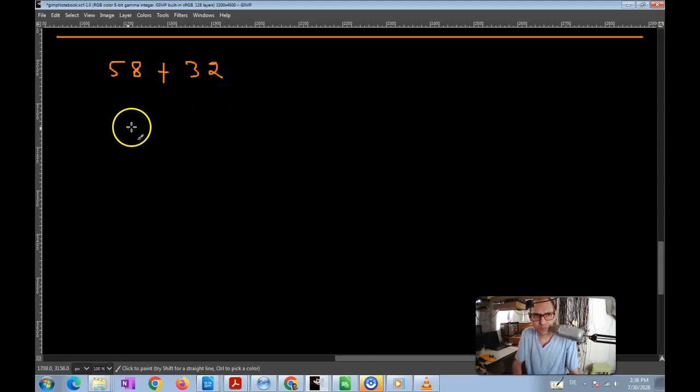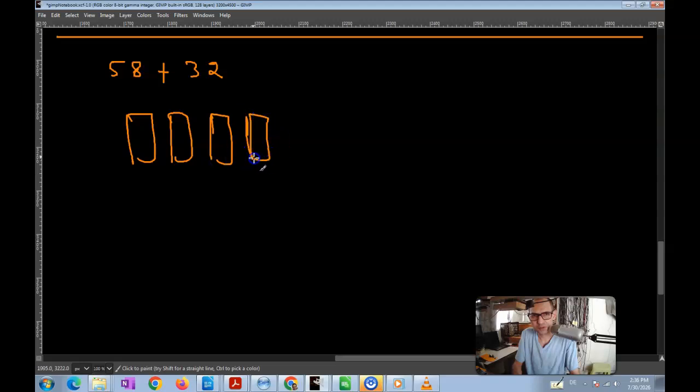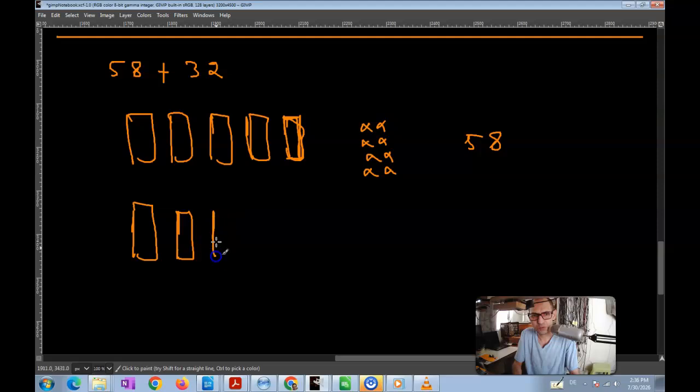So a 58 would be 5 groups of 10, right? That's 5 groups of 10, and 8, 2, 4, 6, 8. That's a 58, and then a 32 would be 1, 2, and 3. And that's a 32, and you want to add these numbers together.